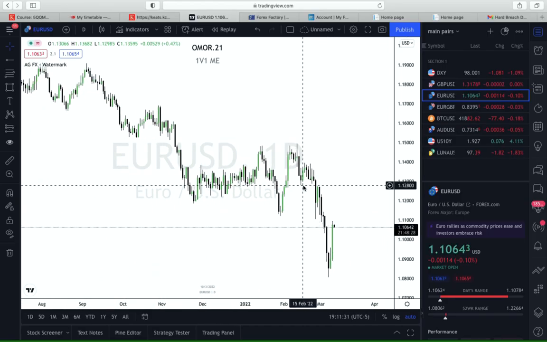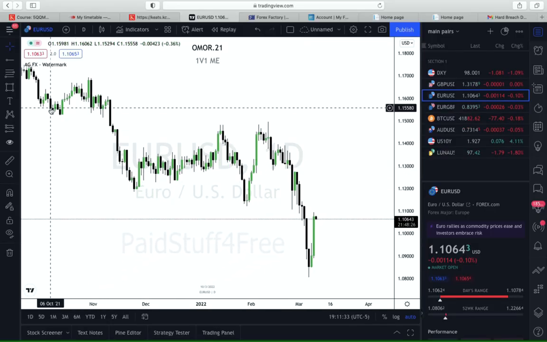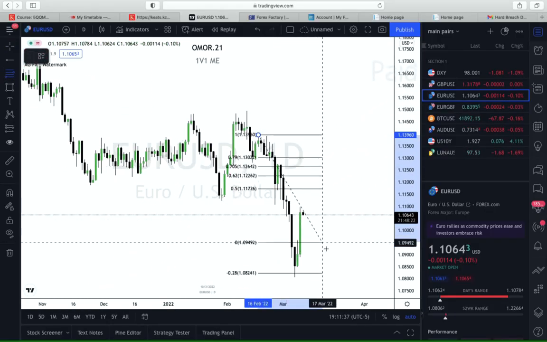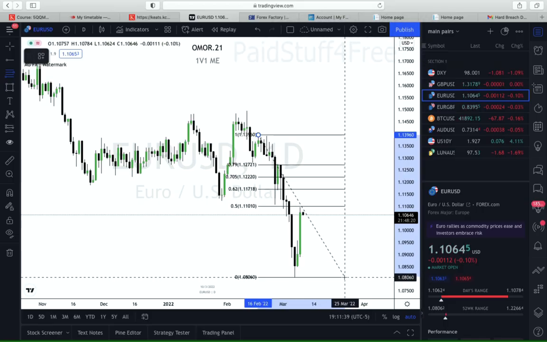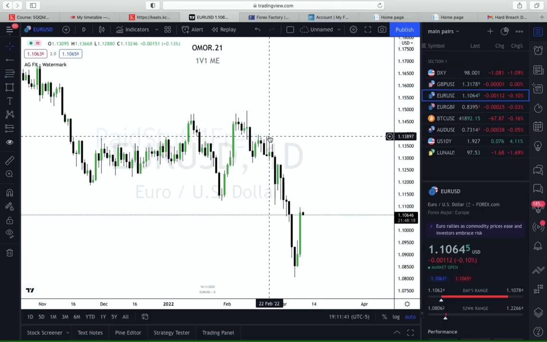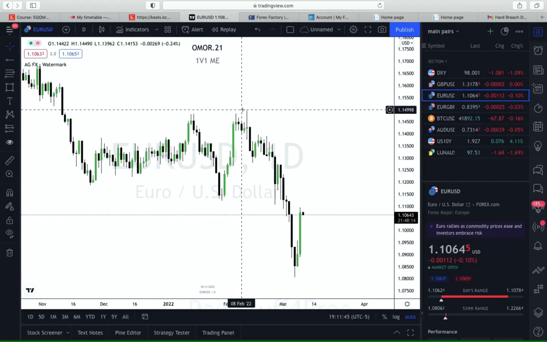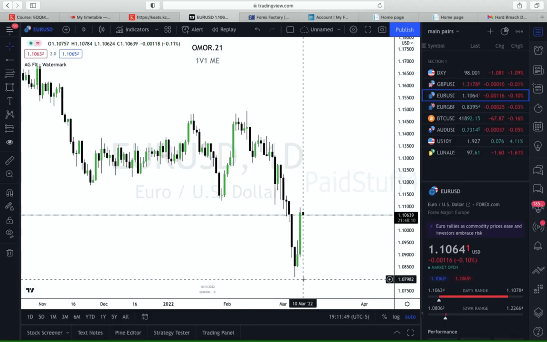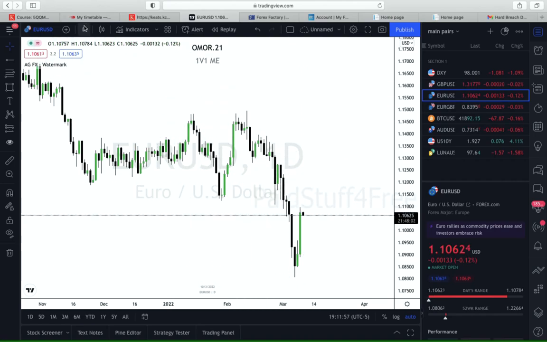Some people may anchor it from here to here, and that's fine. You can do that. You can take this high. However, what I like to do is take the most obvious high, which clearly is this one, right? Take the most obvious high and the most obvious low. This isn't hard, right? You'll only make this hard if you're trying to be too techy, picking the right high.